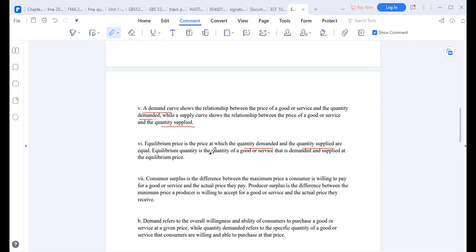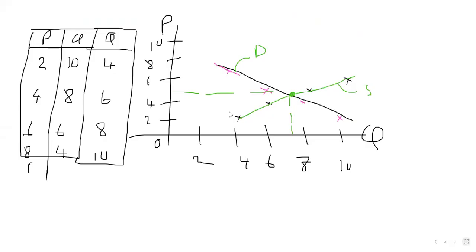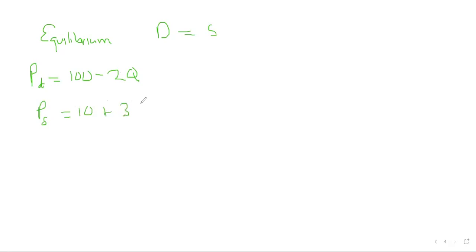So equilibrium quantity is a quantity of a good or service that is demanded and supplied at the same equilibrium price. So just to illustrate this point, we said equilibrium occurs when what? Demand meets supply. But demand is equal to what? Supply. So suppose you're given a demand function as 100 minus 2Q, and you're given a supply function 10 plus 3Q. You're asked to find the equilibrium and illustrate.